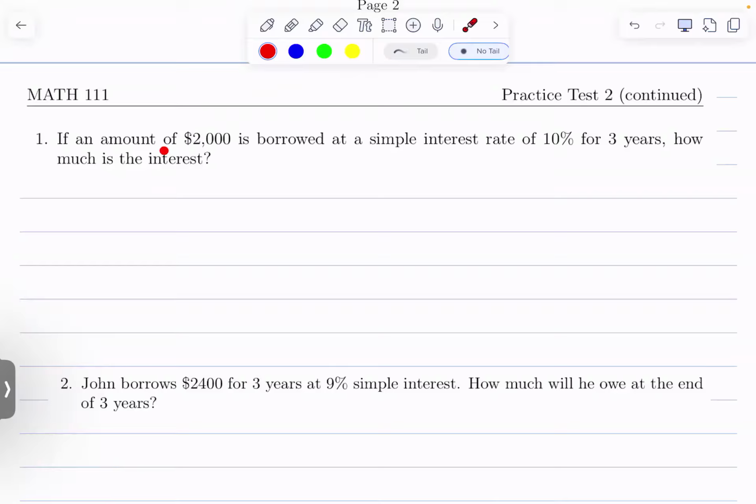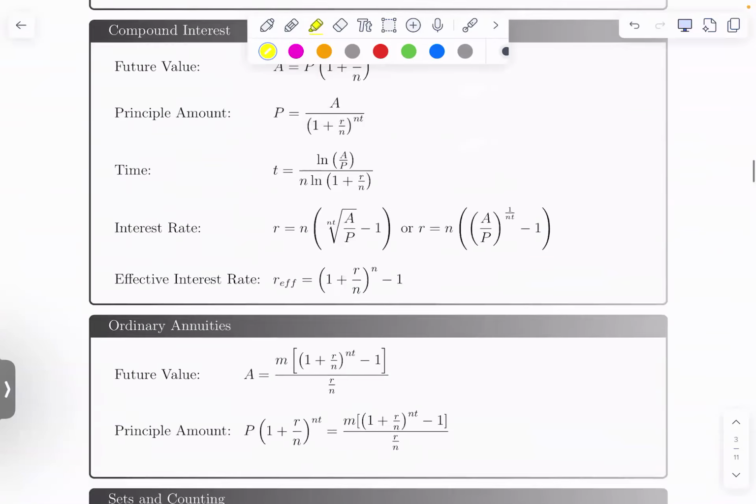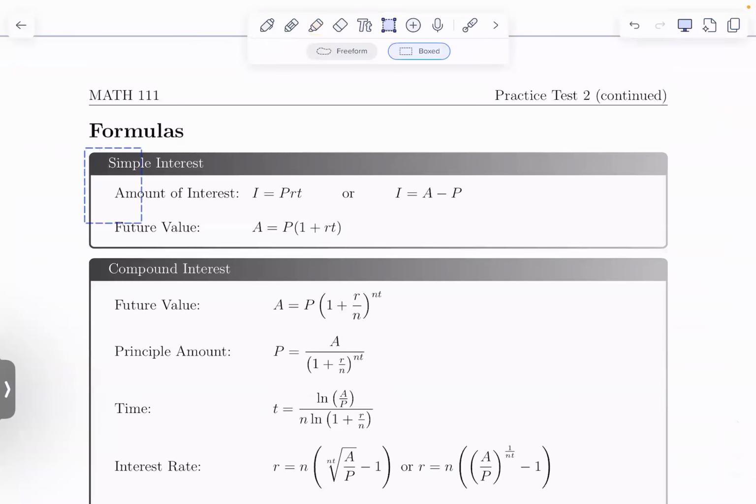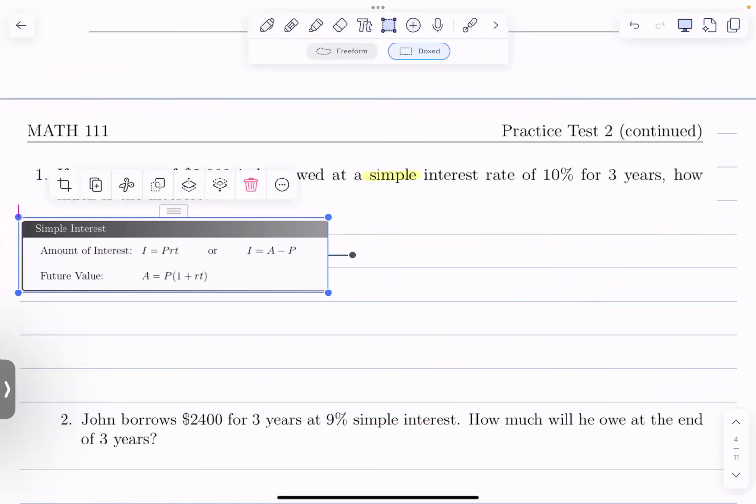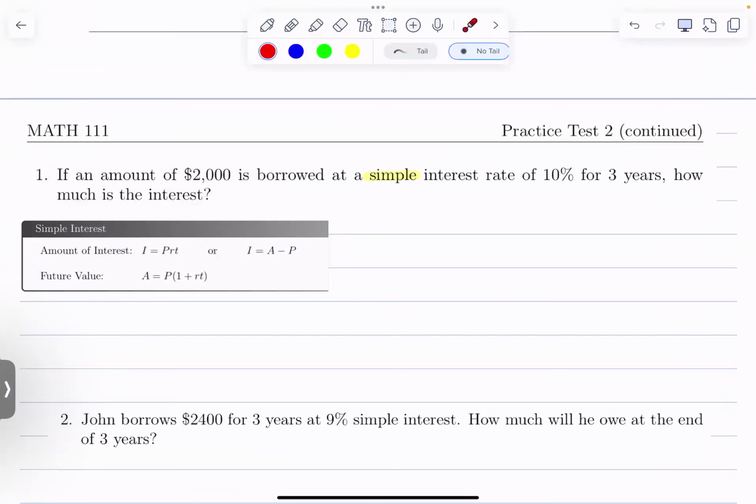Which means we start with simple interest. If an amount of $2,000 is borrowed at a simple interest rate, so notice how it says simple interest, right? Telling me which area of the formula sheet I'm working in, right? It means that I'm working here with these guys. I'll just do a little shorty version. Okay. So that's going to be important, picking out which section of the formula sheet you are working in.